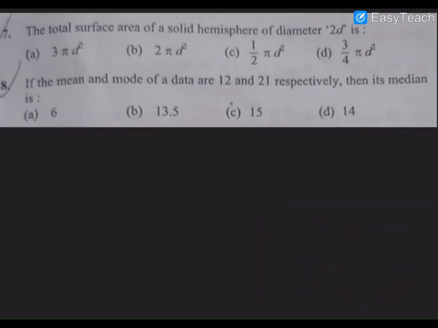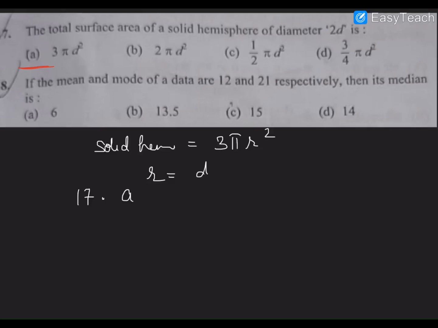So for the next question, the total surface area of a solid hemisphere. The surface area is what? 3 pi r square, where r is given to you as d, because the diameter is given as 2d. Just putting the value, you will get 3 pi d square. So for this question, 17th, A is the correct answer.